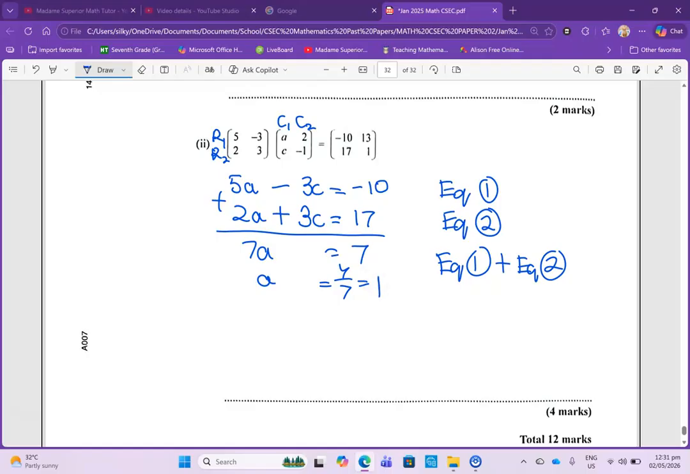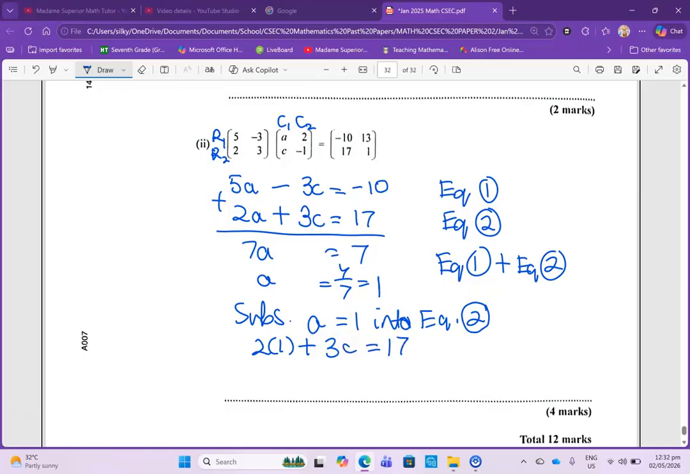Now that I have the value of a, I can find the value of c by substituting the value of a into either equation 1 or equation 2. So let's substitute a equals 1 into equation 2. It doesn't matter which equation you substitute into because the values satisfy both equations. If I substitute a as 1, I would have 2 by 1 plus 3c is equal to 17. 2 by 1 is 2.